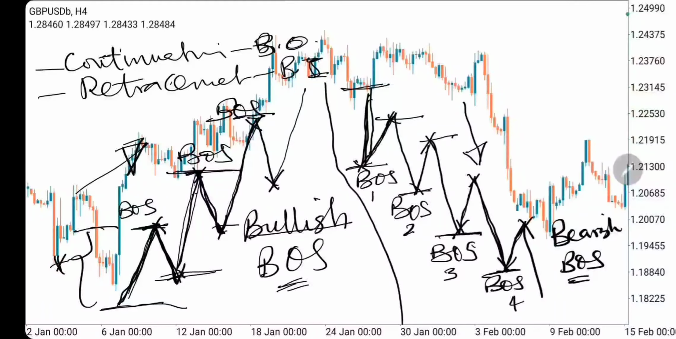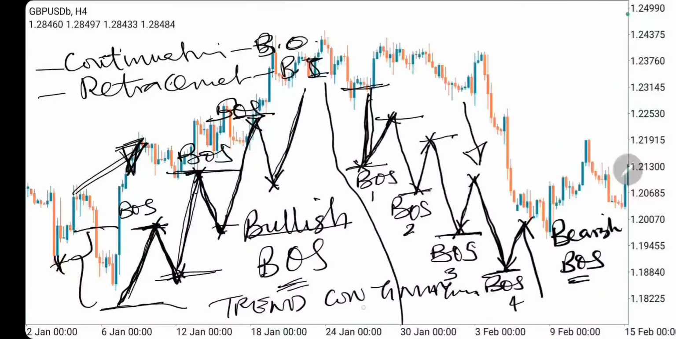This is the difference. Okay, so a break of structure, as I told you, shows trend continuation. When a break of structure occurs in a bullish phase, it shows that the market is continuing in its bullish phase. But in a bearish phase, when a break of structure occurs, it shows that the market is continuing in its bearish phase. So break of structure shows trend continuation. That is the clear understanding of the break of structure.